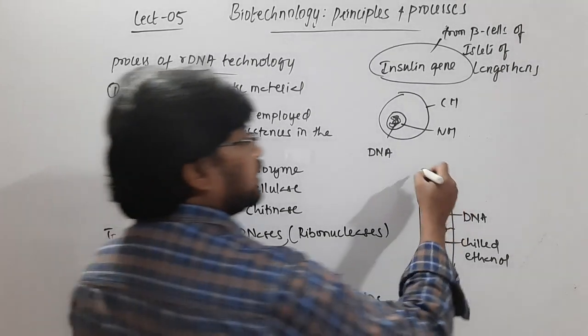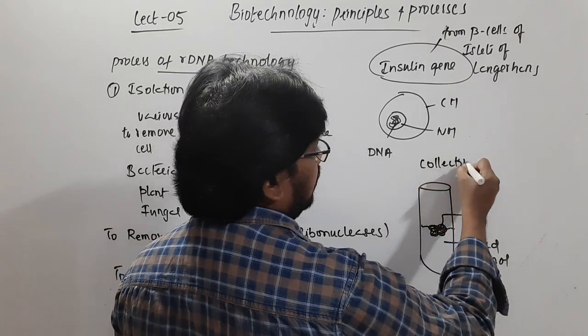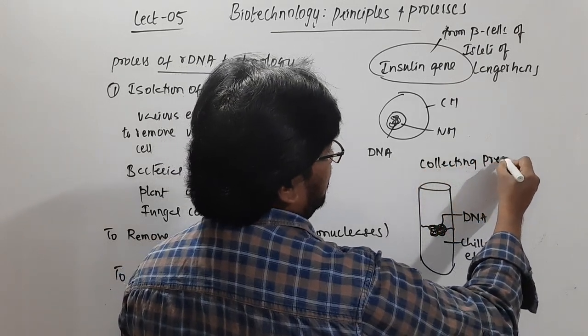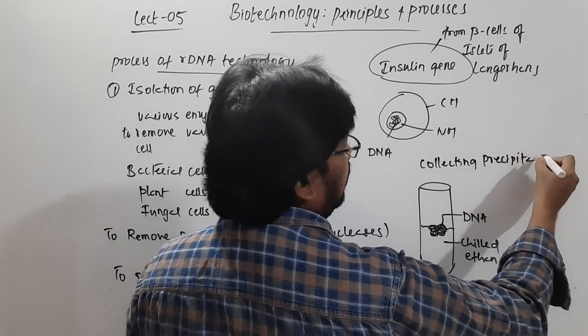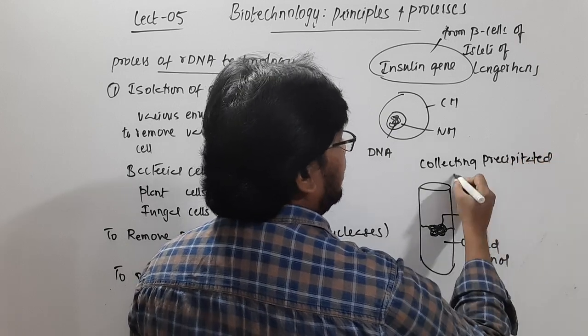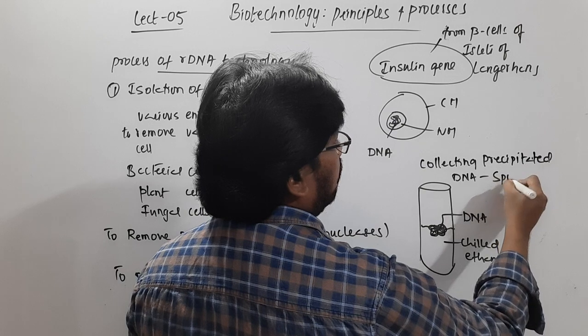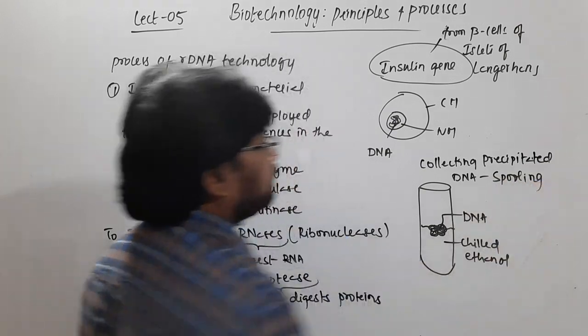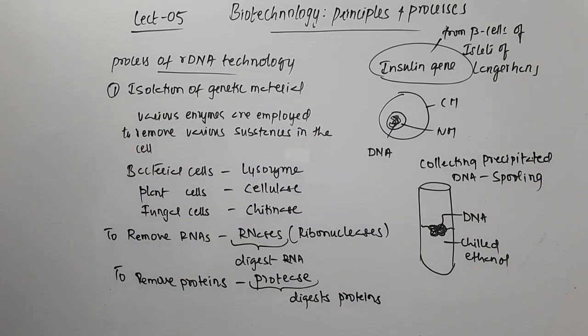So collecting this precipitated DNA is what we call spooling, right? So this is the first step in the process of recombinant DNA technology, that is isolation of the genetic material. Now the second one will be cutting off DNA at specific locations.